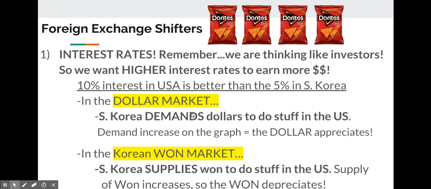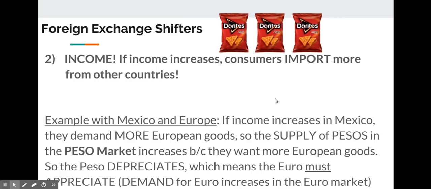And it also shows you what happens to the value of the dollar and the value of the won. What you'll notice is that if one currency appreciates, it's more valuable, the other currency must be depreciating because we look at one currency in relation to another. If one is more valuable, the other one must be less valuable.